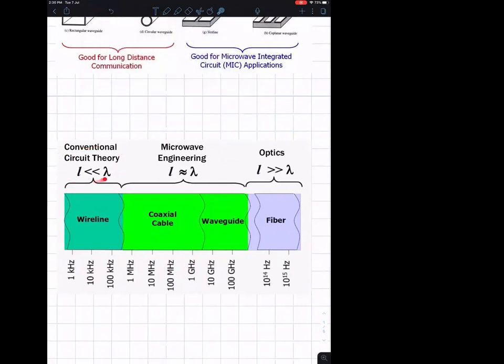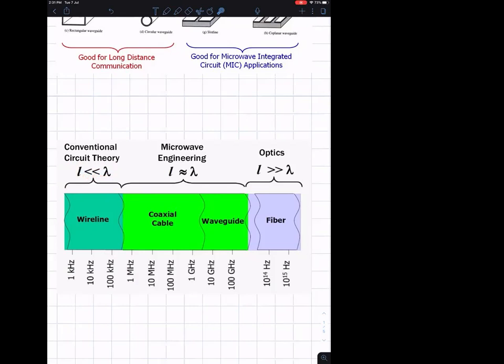When we use conventional circuit theory, meaning the kind of circuit theory that you used in your electrical circuits class, you assume your wavelength is much, much bigger than the length of the circuit. Do you guys get me? The wavelength is much bigger than the length of the circuit. So in that case, you can use conventional circuit theory to analyze.